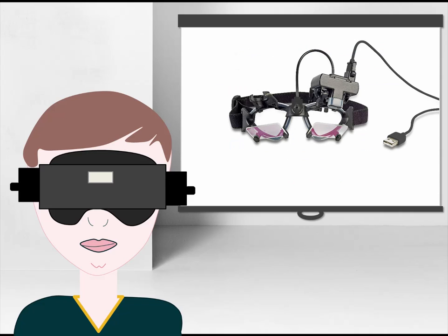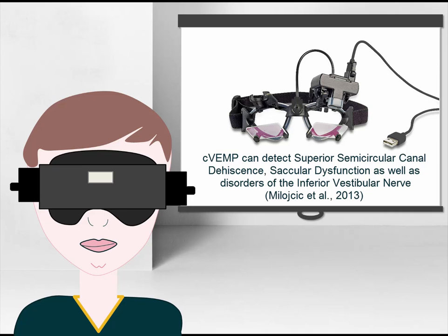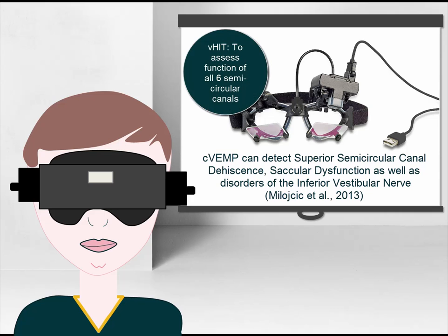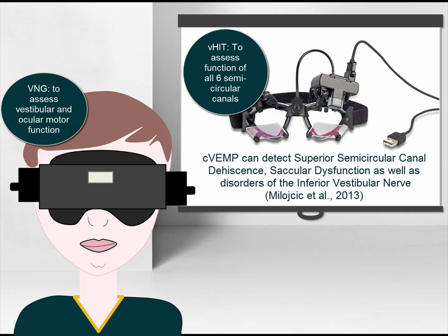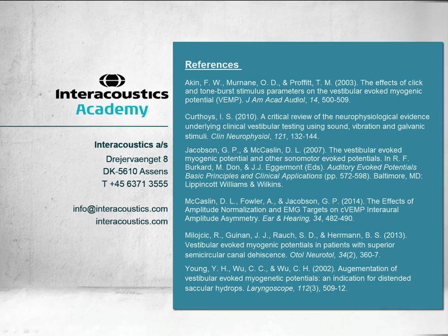Through combining the cVEMP with additional tests of vestibular function, clinicians can use the information from this test to assist in the diagnosis of disorders such as superior semicircular canal dehiscence, saccular dysfunction, as well as disorders of the inferior vestibular nerve. This concludes this quick guide video on cVEMP testing.